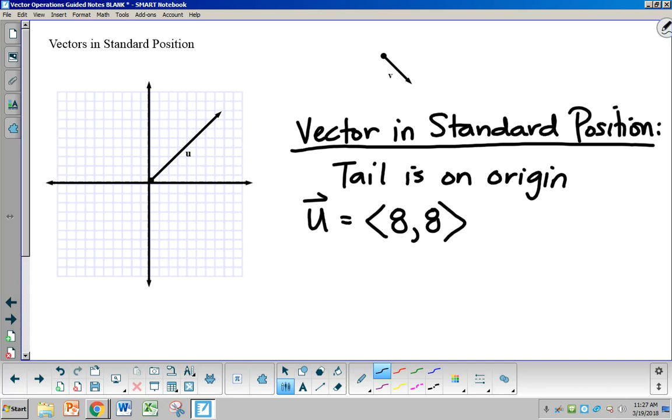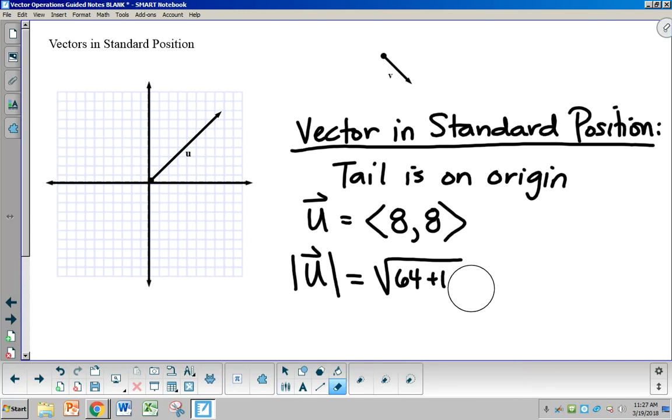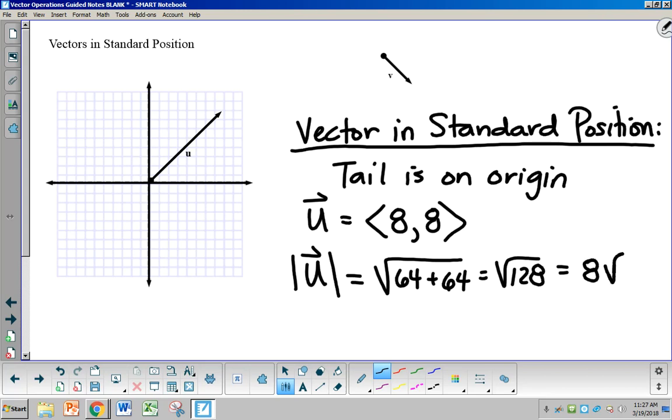What would this vector's magnitude be? Well, we're going to show the absolute value bars, and that would be the square root of 64 plus 64, right? Which is, whoops, I put 16. 64 plus 64, which is root 128, which happens to be 64 times 2, which is 8 root 2. Yep.